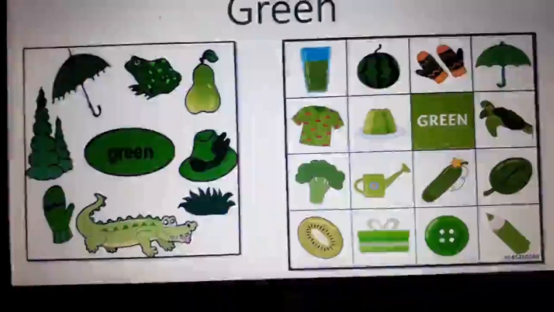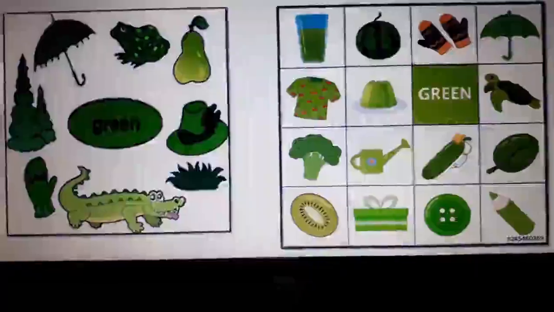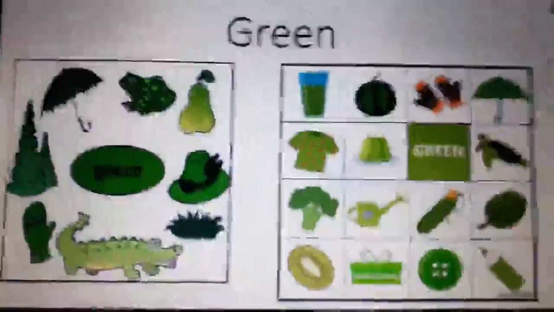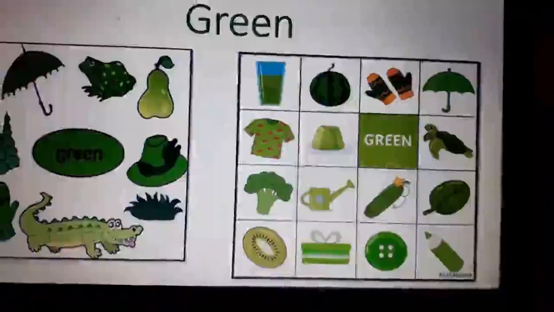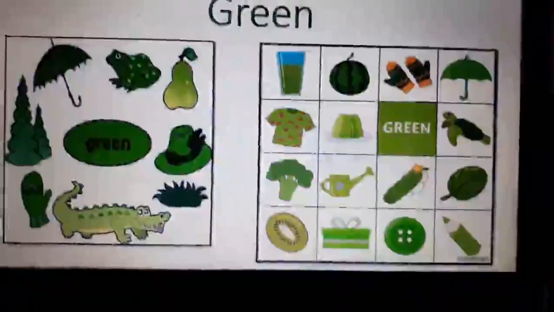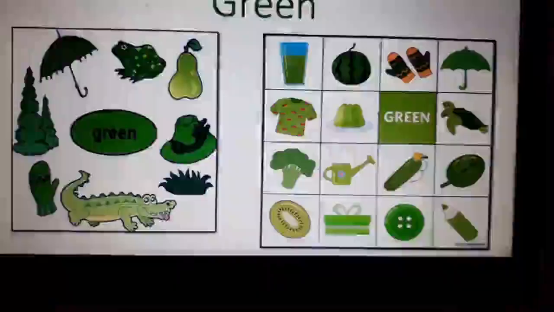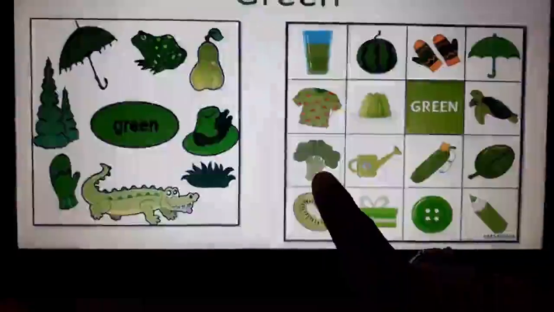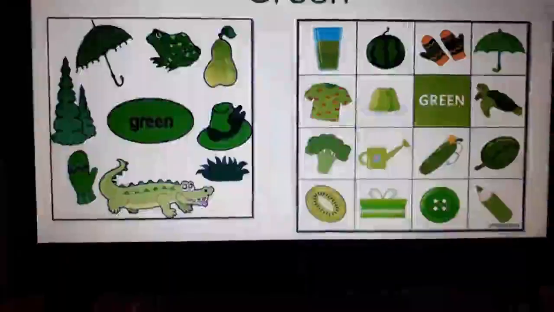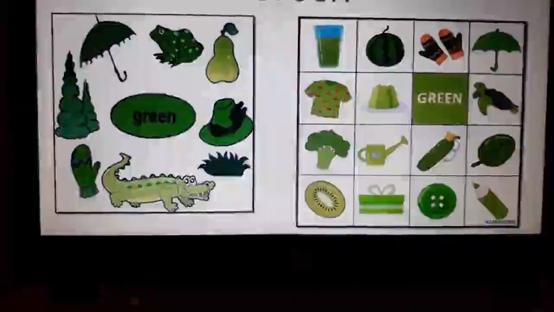Grass is green. Your turtle. See, this is a turtle. Turtle, the one that floats in water, lives in the water. Turtle is also green in color. Isn't it? So many things we have. What is this? Which vegetable is this? Broccoli. Again green in color.